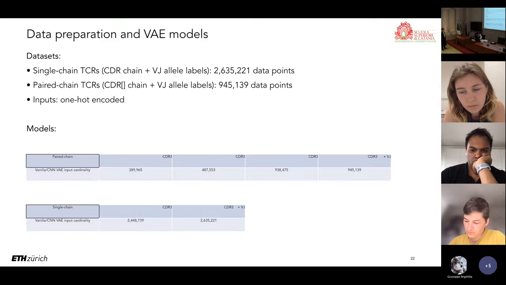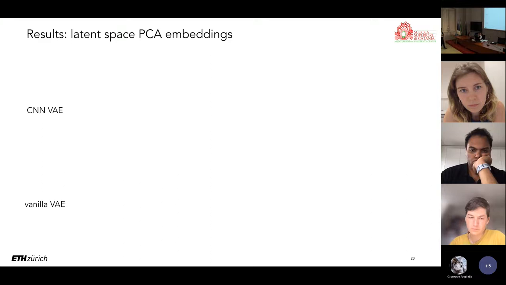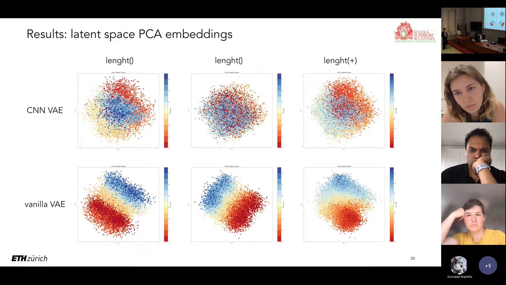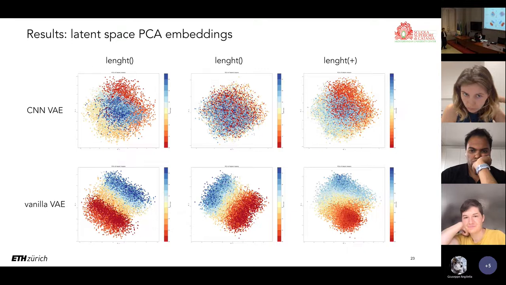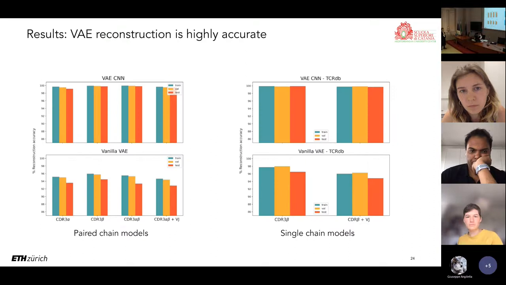Then we visualized the latent space by length, for vanilla and CNN VAE. The first column is the length of CDR3 alpha, the second is beta, and the third is the concatenation of alpha and beta. We can see there is a clear structure in the vanilla, while there is not in the CNN, but this was not our major concern. That was instead the reconstruction accuracy on the inputs.